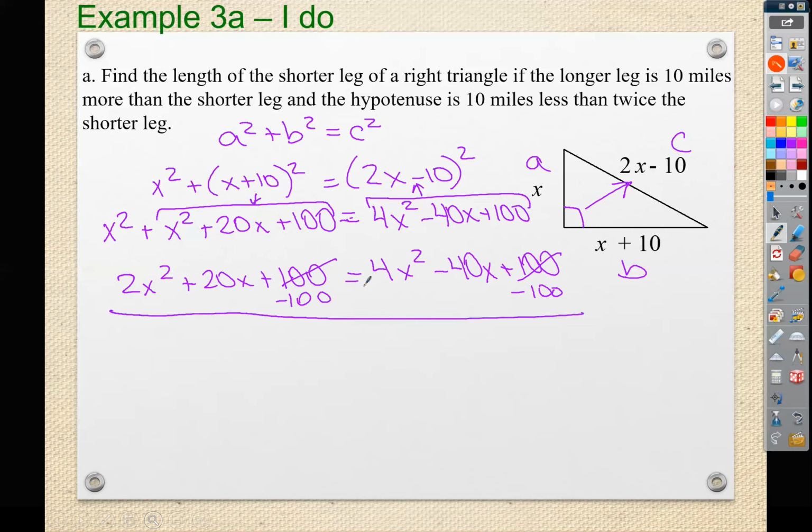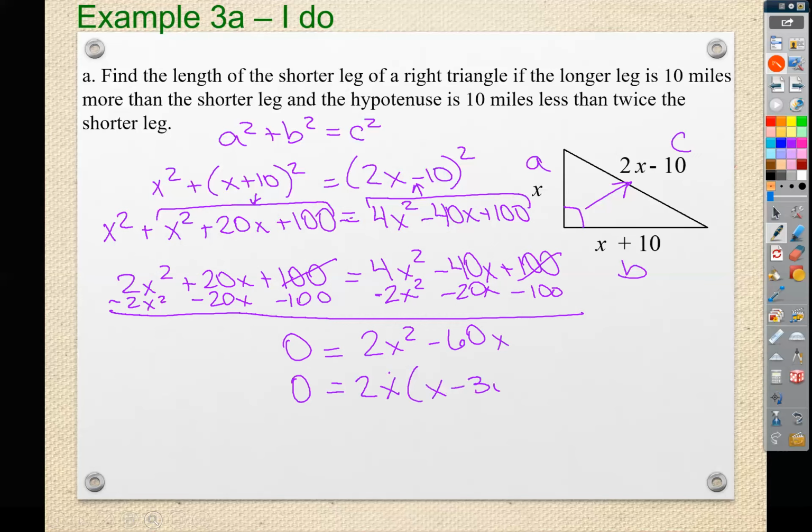Okay, so now we want to get like terms on one side because it's a quadratic equation. I'm going to subtract 2x squared from both sides, and subtract the 20x from both sides. When I do that, I'll get 0 equals 2x squared minus 60x. Now I'm going to take out the greatest common factor, which is 2x. When I do that, I'll have x minus 30. So 2x equals 0, or x minus 30 equals 0. So I would get x equals 0, because 0 divided by 2 is 0. And if I add 30, I would get x equals 30.